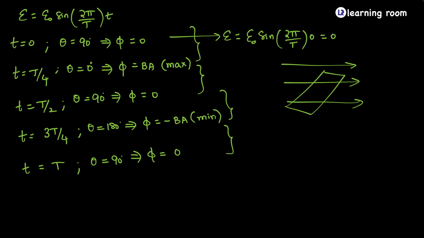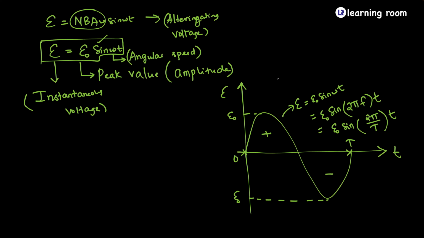Okay. And what about the EMF here? So E is equal to E naught into sine of 2 pi by capital T into what should I substitute, T by 4. So T and T will get cancelled. I'll have E naught sine of 2 pi by 4, which is pi by 2. Sine pi by 2 is 1, which is E naught. So at T by 4, the value of EMF is E naught. So what will the next value be? It will be T by 2, right?